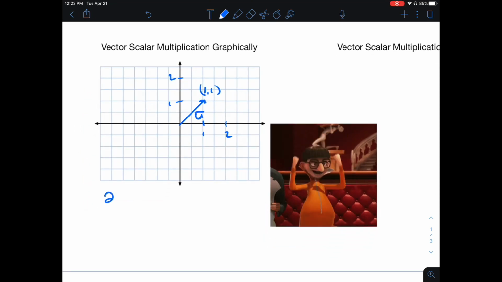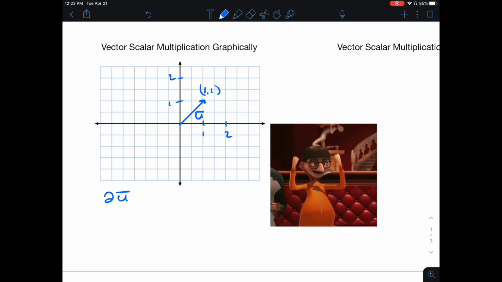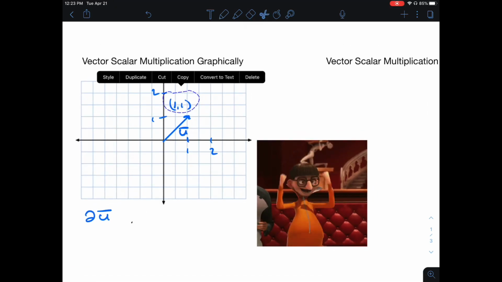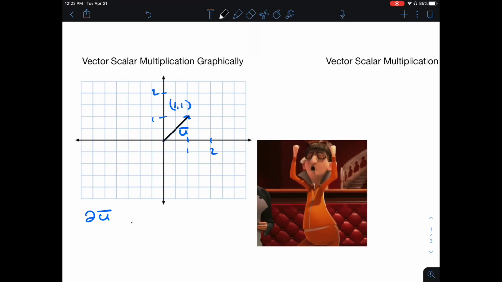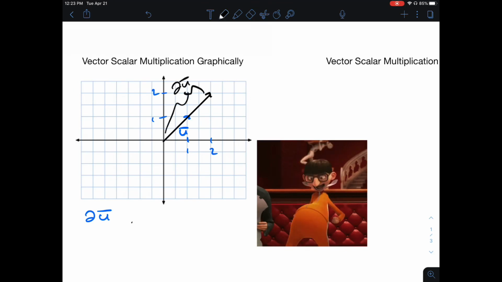What if we wanted to multiply vector U by a scalar 2? Scalar is just a magnitude, it has no direction. That would take this vector, which I'm going to draw right here, and it would double it. Let me put this up here in the picture. If we double that, instead of going to 1, 1, it would go to 2, 2. So this right here is 2 times vector U.